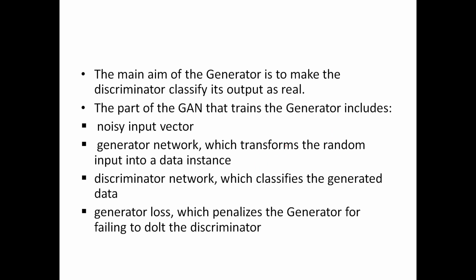The part of the GAN that trains the generator includes the noisy input vector, the generator network which transforms the random input data into a data instance, then the discriminator network which classifies the generated data, and the generator loss which penalizes the generator for failing to fool the discriminator.